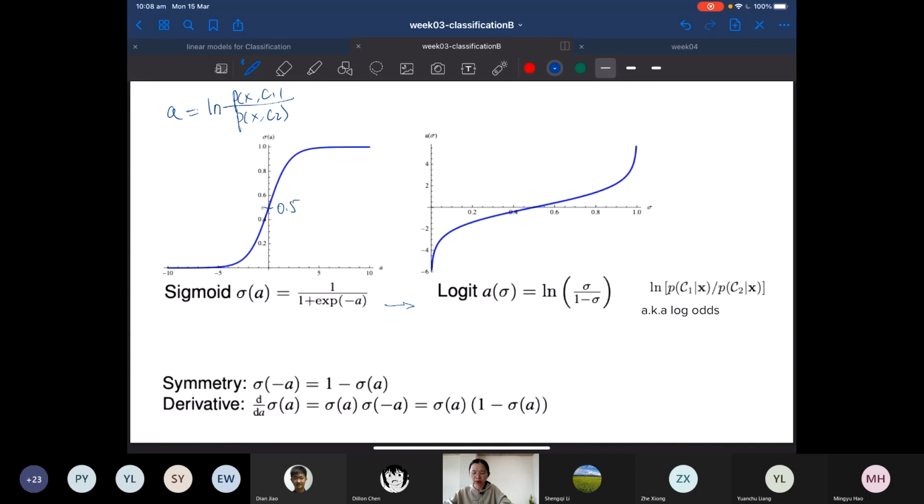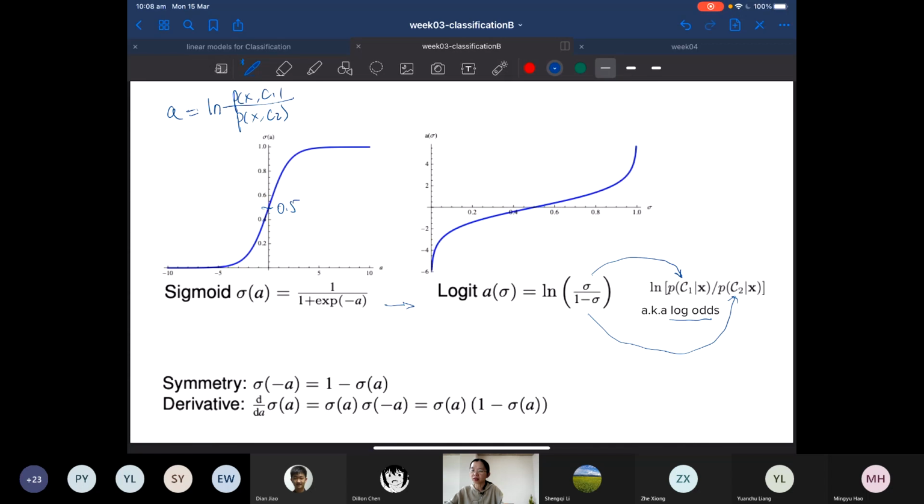By taking the log, exponentiating both sides, we get the logit function of sigma. The function is called A because it's the inverse, right? It's basically log of sigma over 1 minus sigma. Because sigma is the posterior probability of class C1, 1 minus sigma is the posterior probability of C2, essentially. Then the inverse of the logistic function is essentially the log of the ratio of the posteriors.